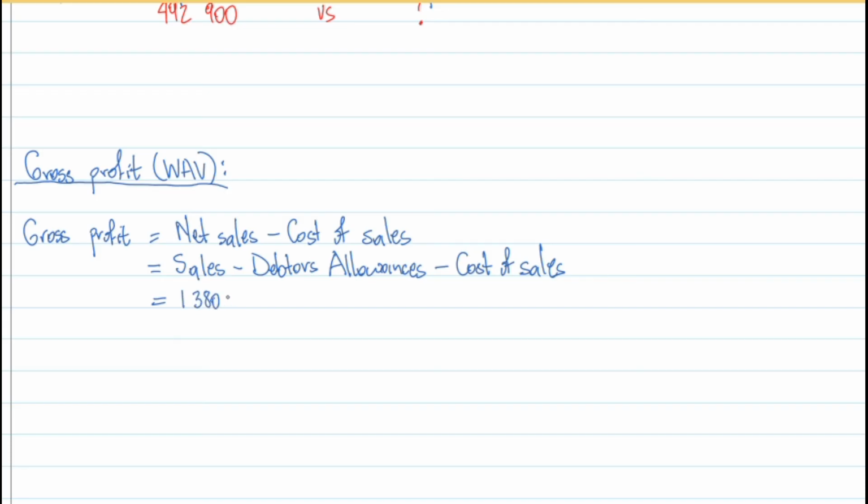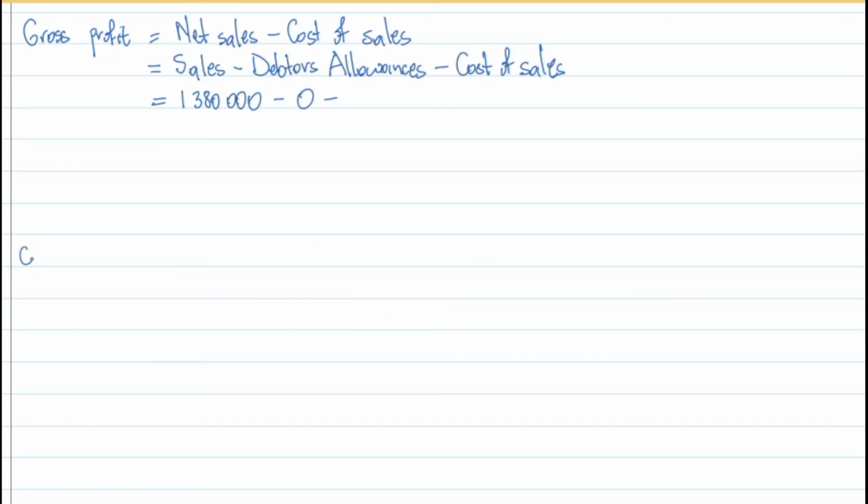Our sales is given as 1,380,000 rands. There's no debtors allowances in this question, so that will be 0. Our cost of sales is calculated as follows. Cost of sales is equal to opening stock in rands plus purchases in rands plus carriage on purchases in rands plus duties in rands minus returns in rands minus closing stock in rands.